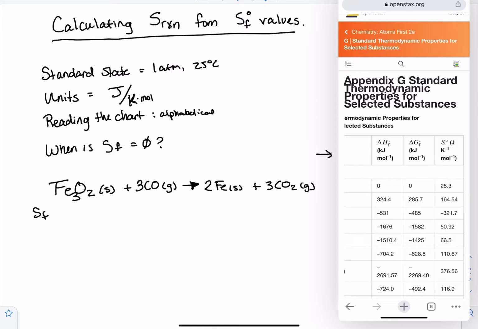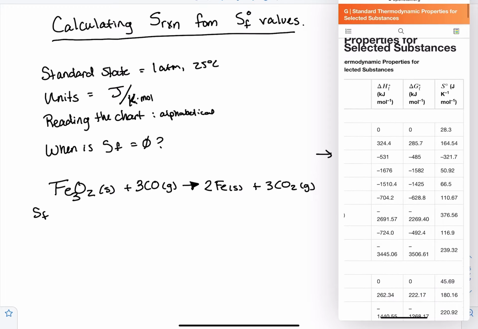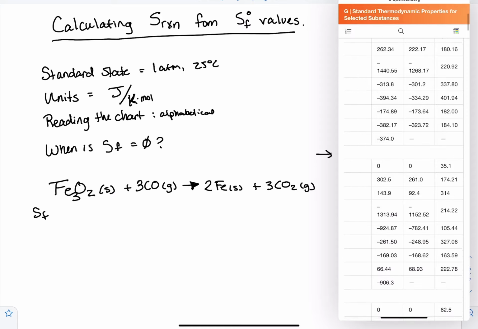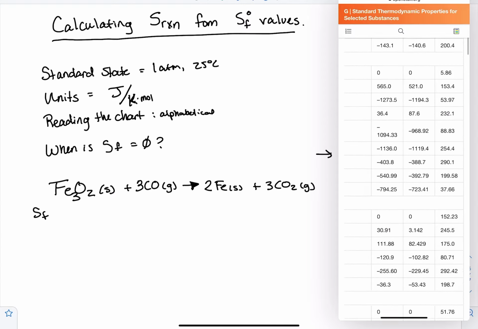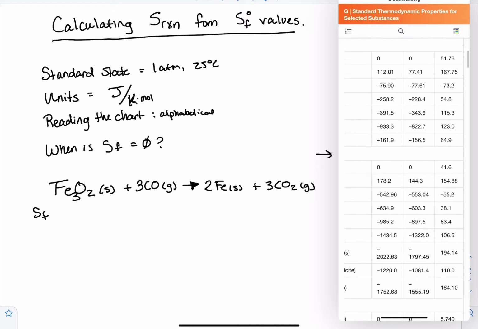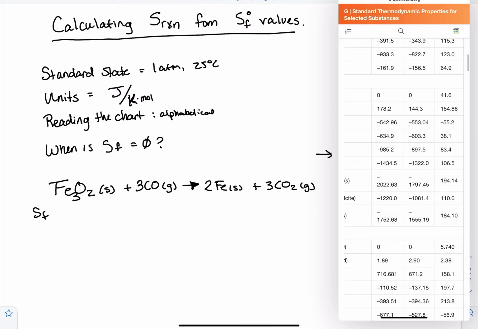When is S 0? Well, let's take a look. Make sure you're looking at the far right column, and I'm just going to scroll upwards. I'm going to keep scrolling. Are you seeing any cases where S is 0? Nope. S is not ever 0 because there's always assumed to be some kind of entropy associated with that value.